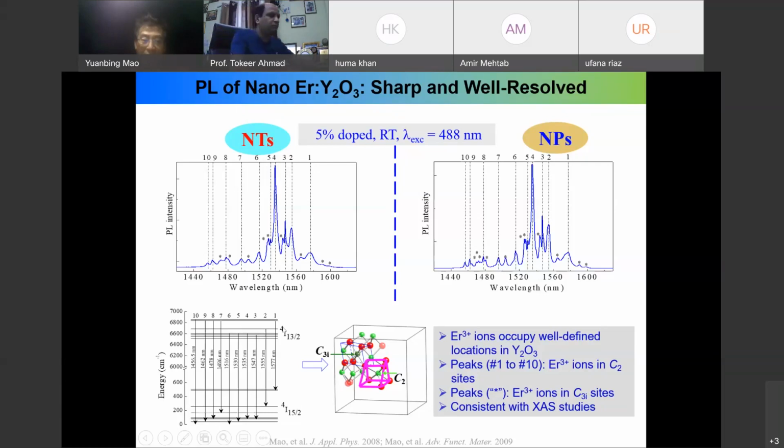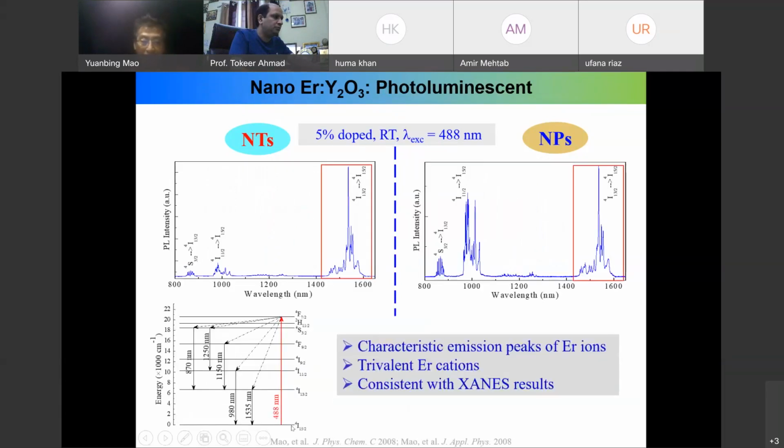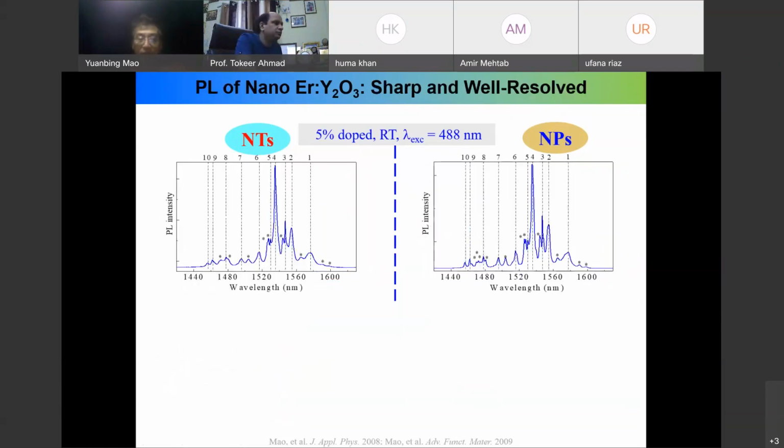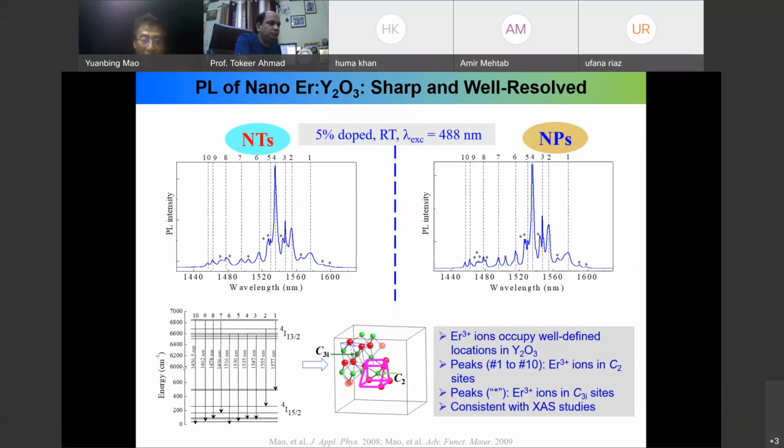Because for this 4I13/2 and 4I15/2, if I go back to the previous one, this is the erbium ion not in a crystal structure, right? It's a free atom, and then it's only one energy level. But once it's doped in a crystal, depending on the crystal structure, that energy level actually was split, right? And both of these were split.